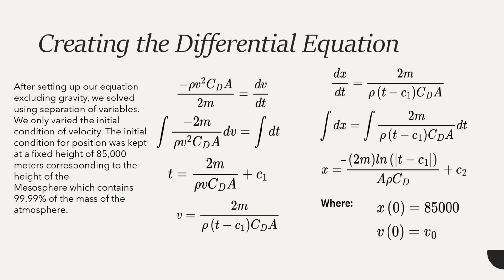The initial condition for position was kept at a fixed height of 85,000 meters, corresponding to the height of the mesosphere, which contains 99.99% of the mass of the atmosphere. Calculations were based on an average atmospheric density of 0.1172 kilograms per meter cubed.